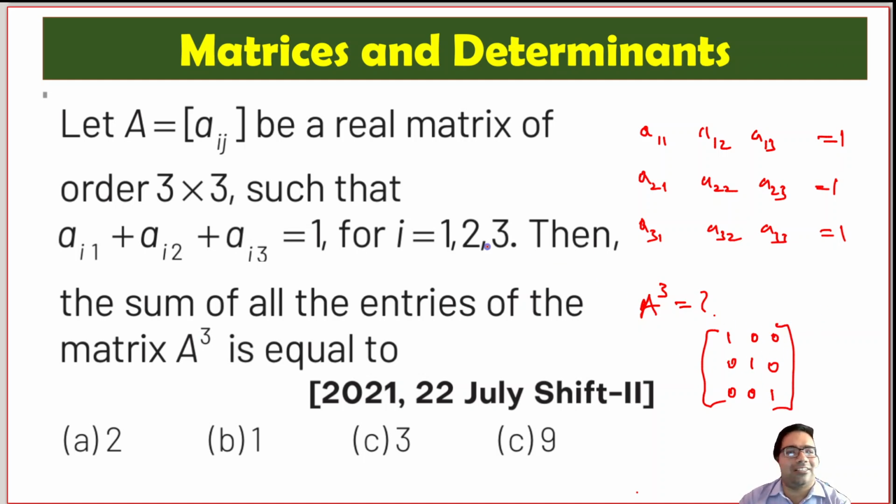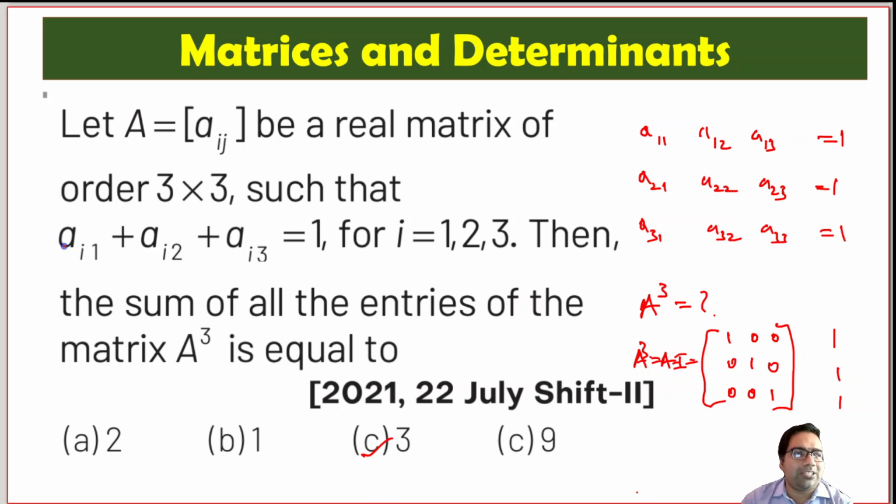This matrix satisfies this condition. The sum of the first row is 1, the sum of the second row is also 1, and the sum of the third row is 1. And A cube is again the same identity matrix. A cube equals A equals I. Then what is the sum of all entries of this identity matrix? This is 1 plus 1 plus 1, which is equal to 3.